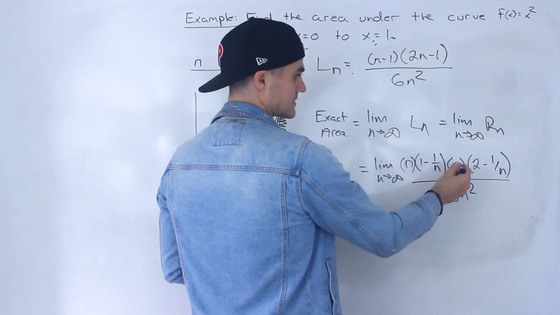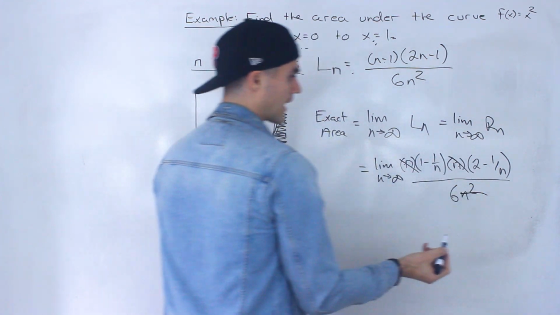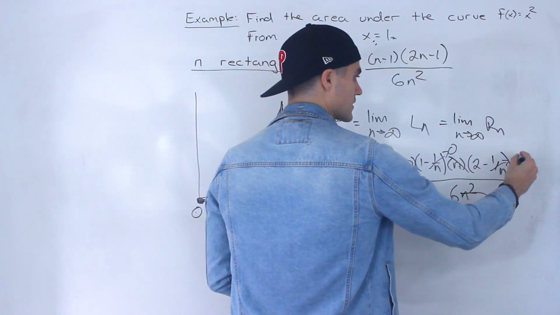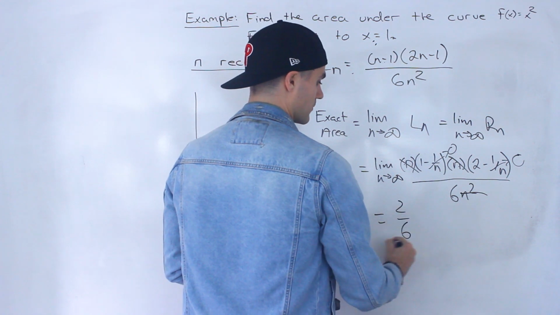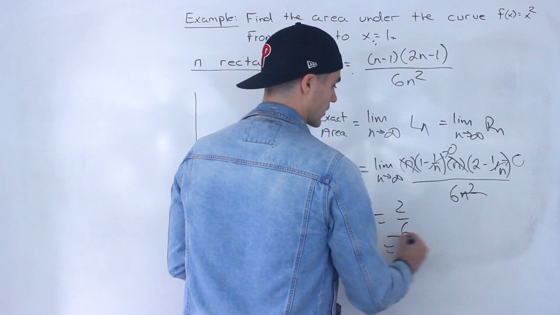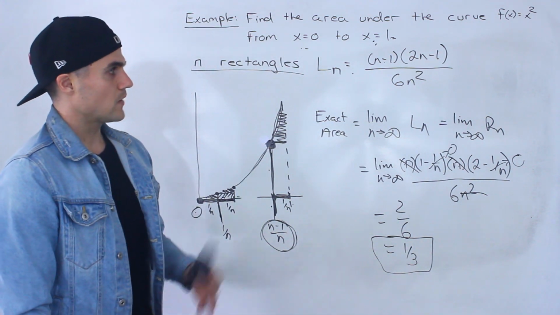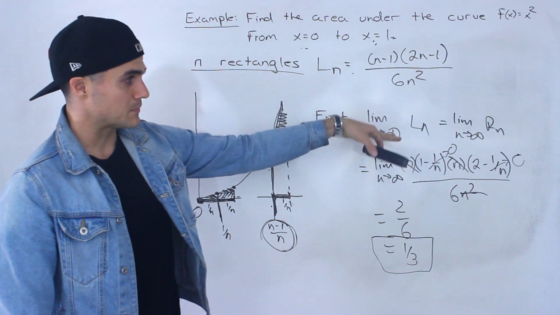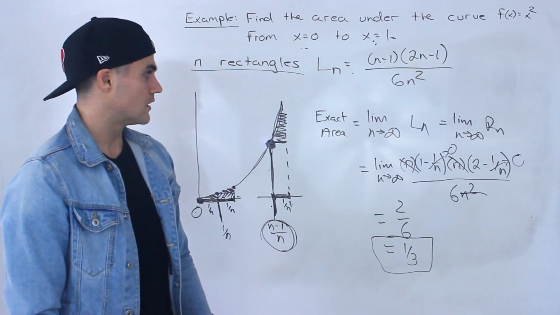Well, notice n times n is n squared, so that would cancel out. And then notice that this is going to go to 0, and this is going to go to 0, so we'd have 1 times 2, and then we'd have this 6 at the bottom, so 1 over 3. So whether we use Ln or Rn, when we take that limit as n approaches infinity, we're going to get 1 over 3 each way.